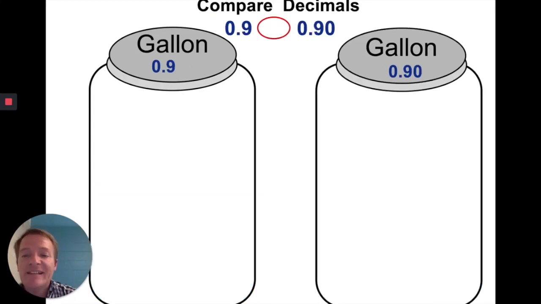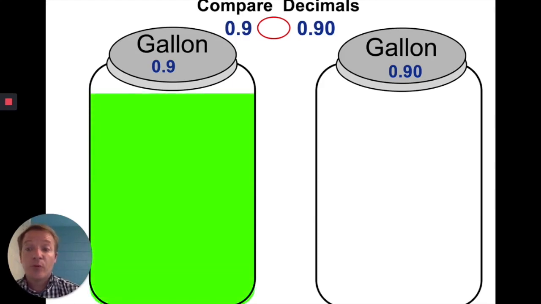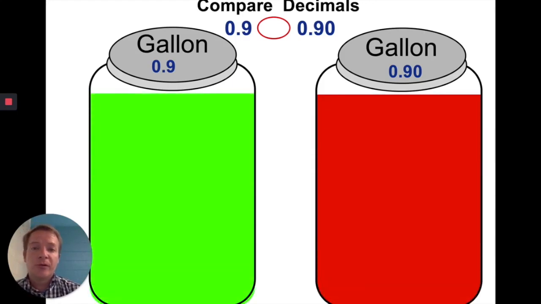I have 9 tenths and 90 hundredths. Well, remember the 0 is just a placeholder. So let's see what happens when we fill up the jars. Pretty close to full. In fact, I would say that those numbers are actually equal. I could put as many zeros behind there as possible, but they're all going to equal the same number. I have a 9 in the tenths place, a 9 in the tenths place. If I added a 0, they'd be the same. So they are equal to.